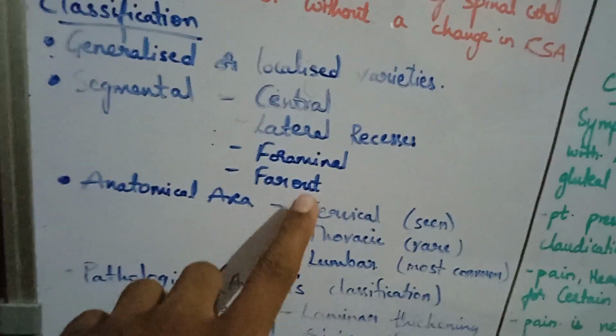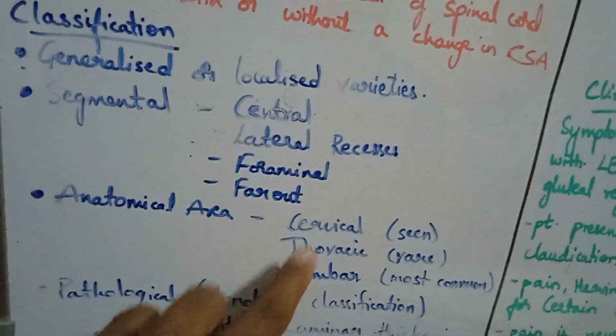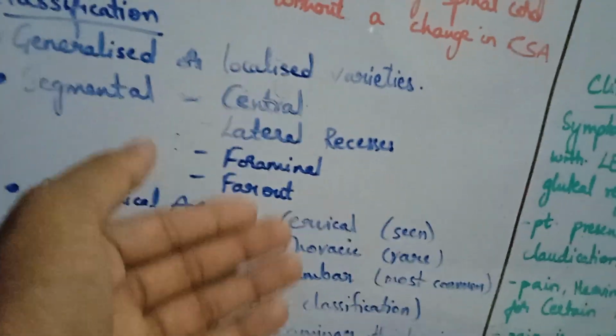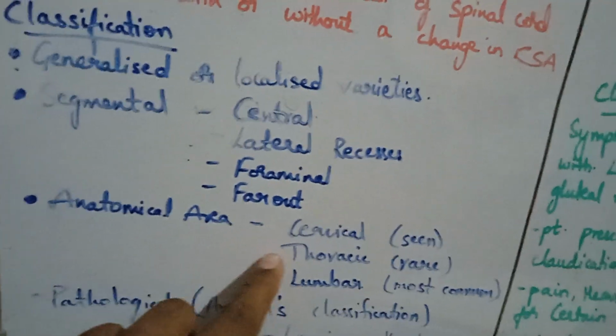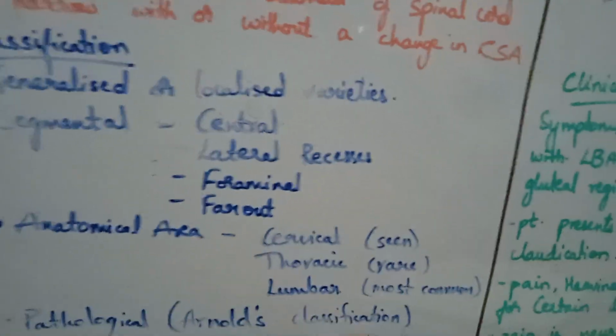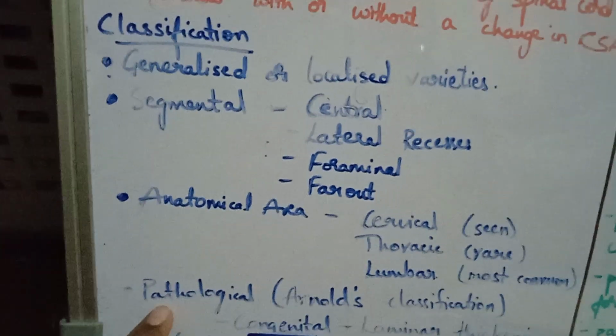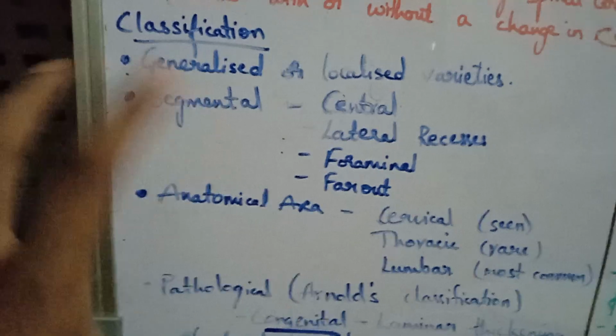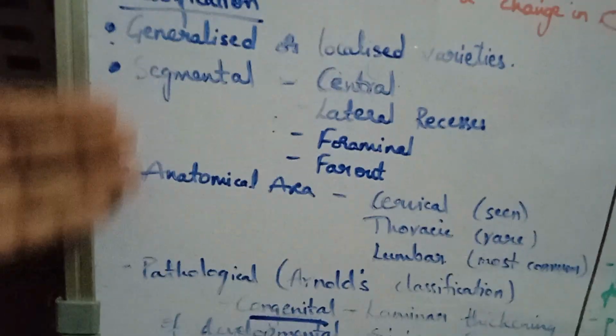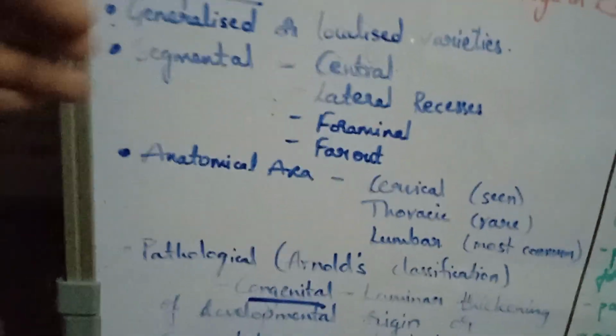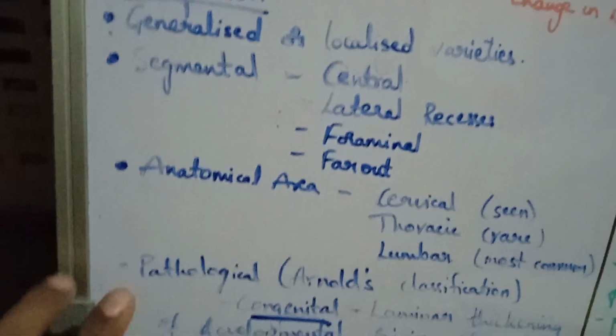Anatomical area: it might occur in the cervical, thoracic and lumbar regions. Sometimes we see cervical canal stenosis also, thoracic is very rare, and lumbar we most commonly see. Next comes our pathological classification. This pathological classification is a basic kind of thing: if you write generalized, segmental, anatomical or not, you have to write this pathological one for sure.